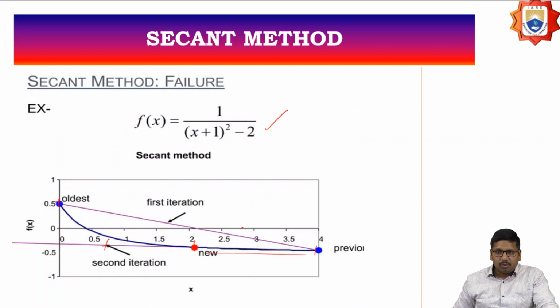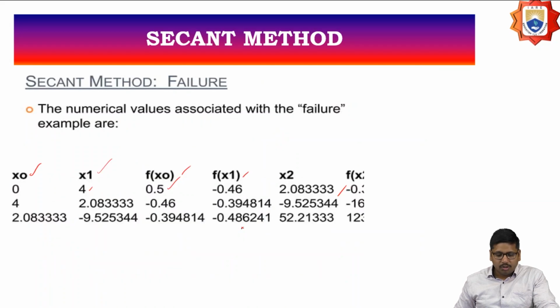If the function is very flat, the secant method can fail. This is another example I considered, and substituting the values, I get some values here. Then failure may occur.